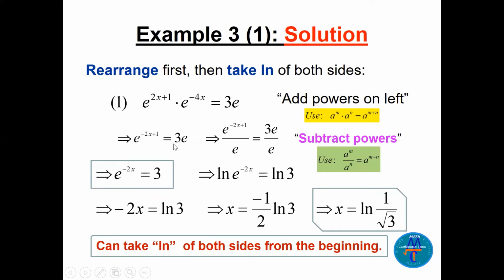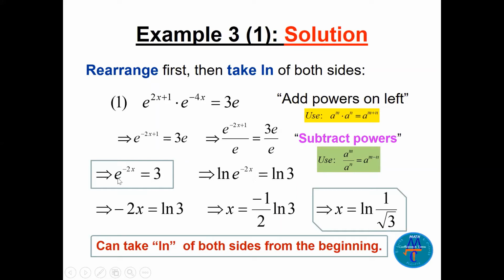So what can we do? Let's divide by e. So when you divide by e, you cancel here e, and here we subtract the powers because we have the same base. So in the division, we subtract the powers. So when you subtract the power here, see that's minus 2x plus 1 minus 1. So it becomes e to the power minus 2x is equal to 3.